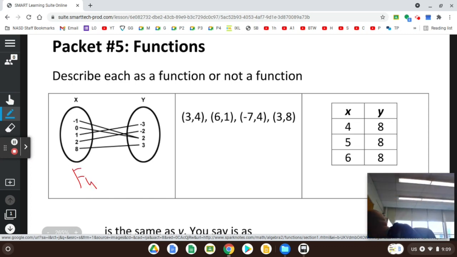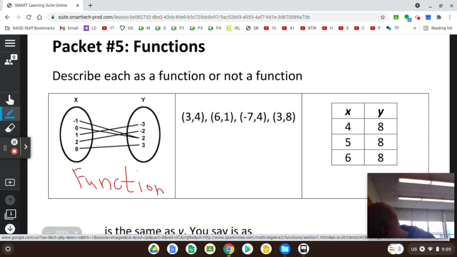Wow. That looks terrible. It is a function because I know why it looks terrible. I grabbed the wrong pen. It's a function because every x value goes to exactly one y value. So let that be the answer to problem 1.